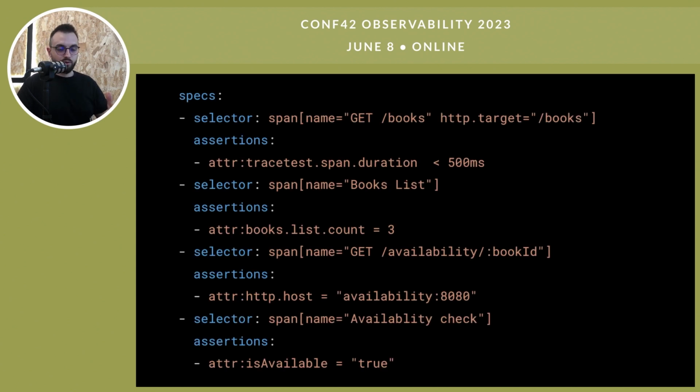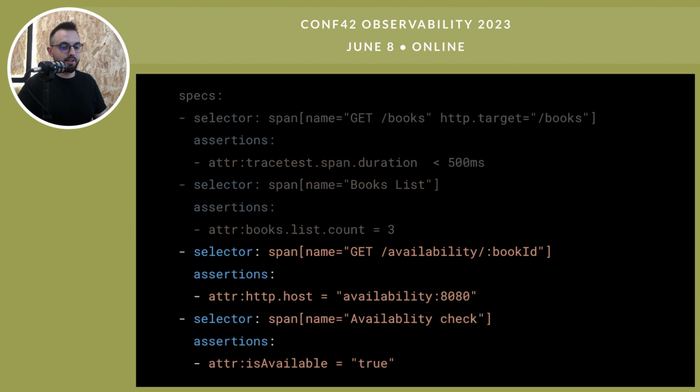The test itself, so the assertions itself, is going to look like this. I have my assertions from the previous example. I have my span duration, I have my books list count, but I also have this at the bottom where I'm checking the availability, and I want to make sure all of these checks, so this is going to be 3 checks because I have 3 books, all of these checks need to be equal to true. So if one of my books is not in stock, I want the test to fail.